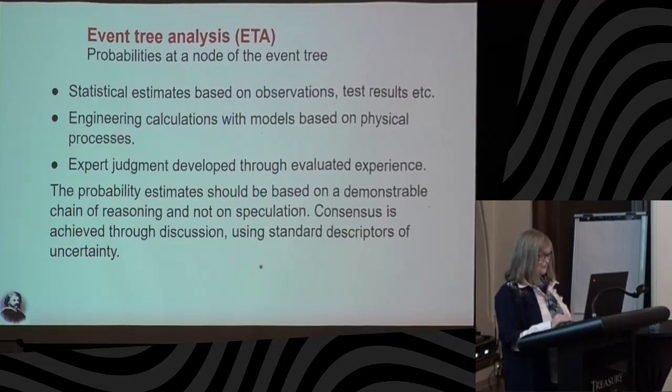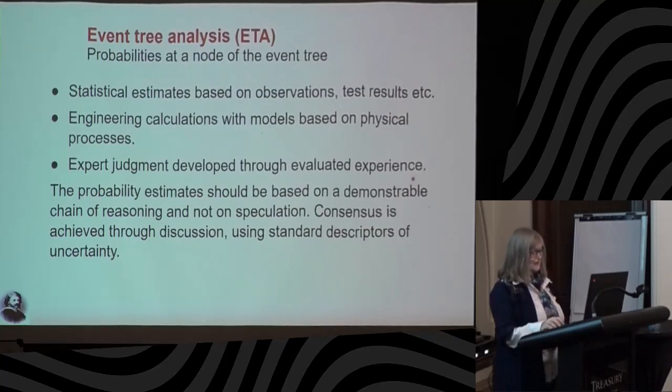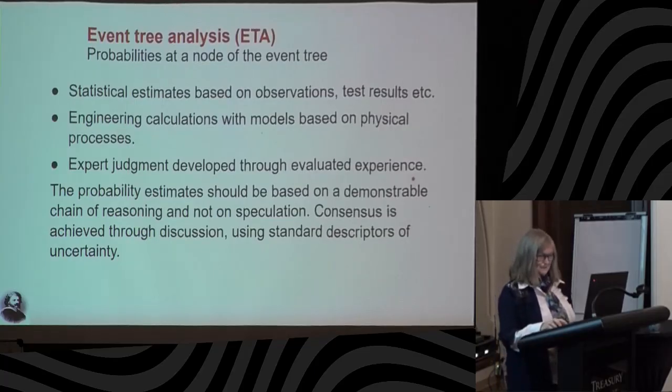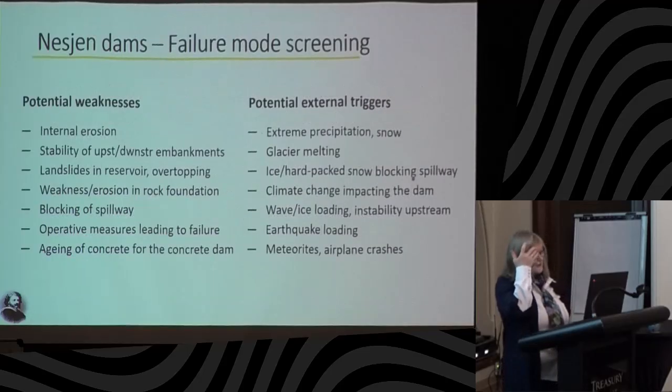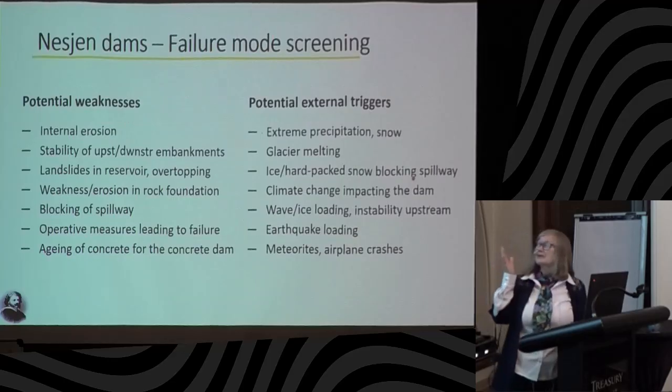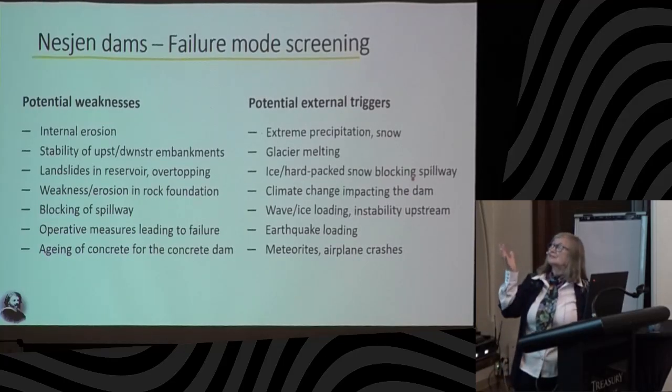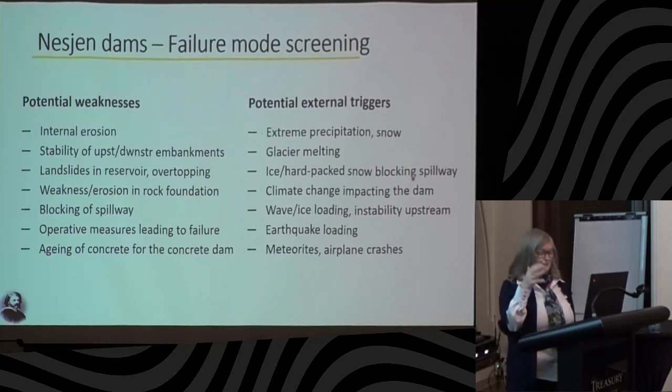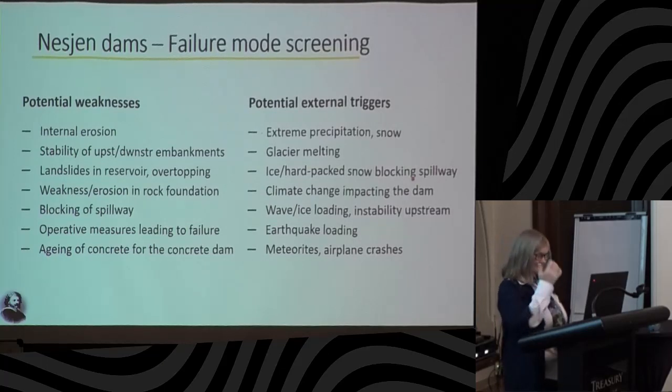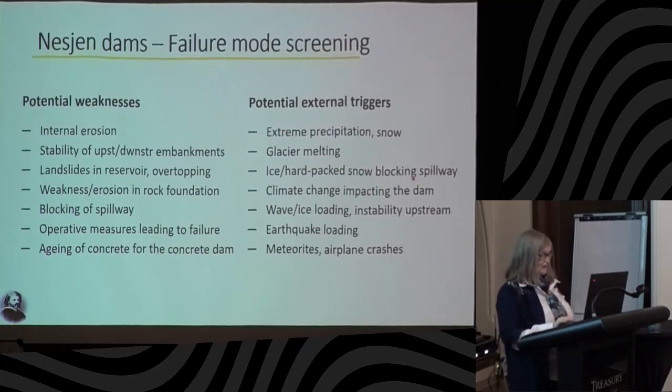to evaluate experience. And another rule: the probability estimate should be based on a demonstrable chain of reasoning and not on speculation. Consensus is achieved through discussion using a standard description of uncertainty. So the example for Nation, I'm not going to read all of this, but these were the potential modes of failure that were discussed. There were many more, I just took the ones that were most important.